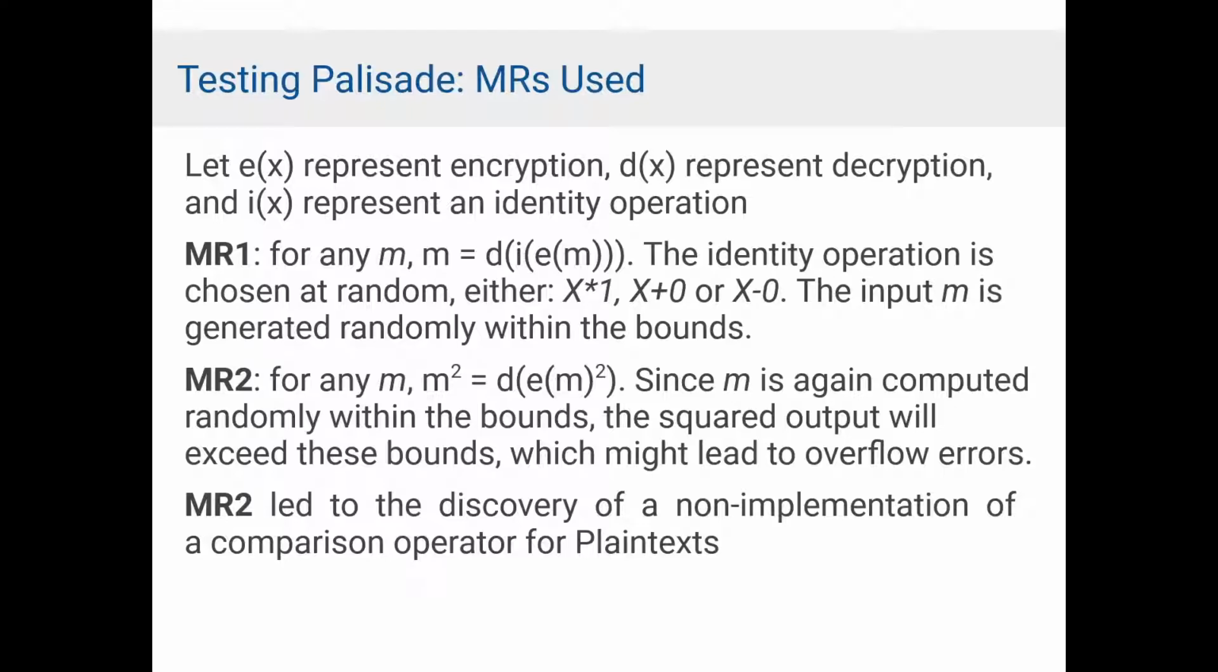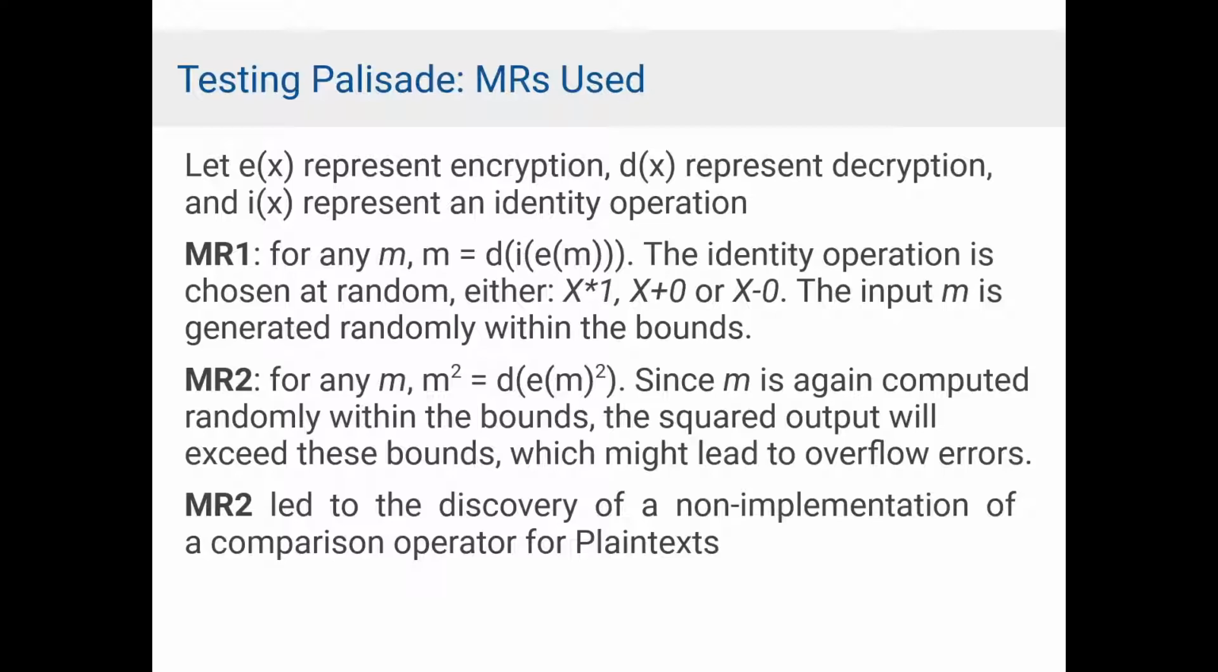Then we have MR2, which is that for any m, we would expect that the square of m is equal to the square of m in the ciphertext space once decrypted. However, the idea here was actually to force overflow errors, because if you square a number within certain bounds, then the probability that the square of that number will exceed those bounds is high. And this is what we were aiming for here.